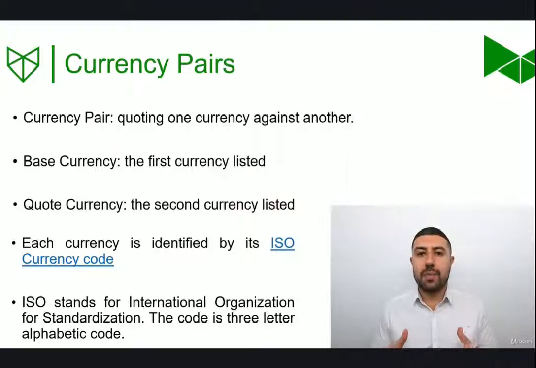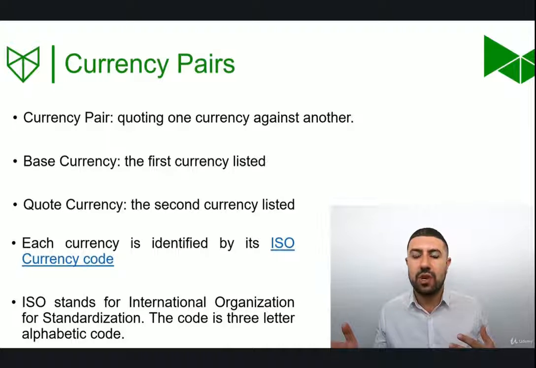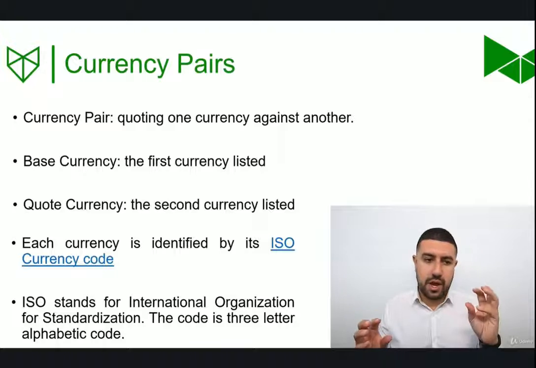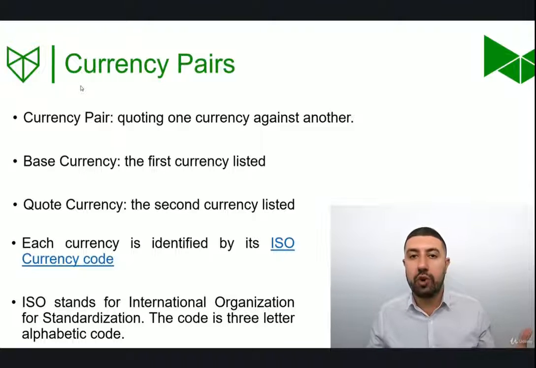So I gave an example about converting US dollars to Mexican pesos. I said it was $1 to 20 pesos. Well, what is that? How do we talk about this? When you talk about a currency in relation to another currency, we call this a currency pair. So you'll often hear this term: what currency pair are you trading? Which pair are you looking at?